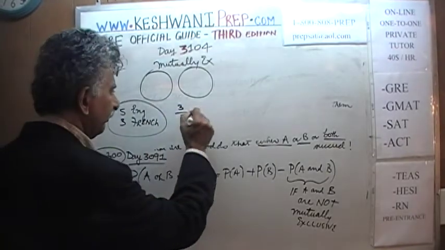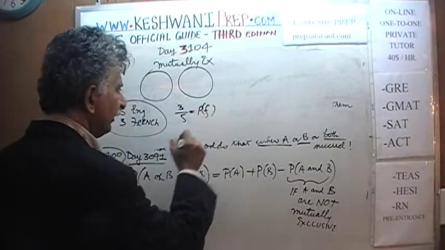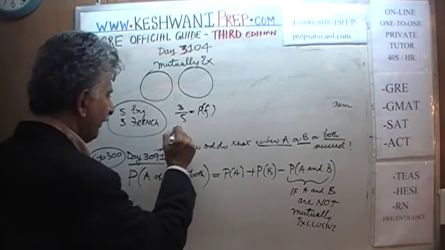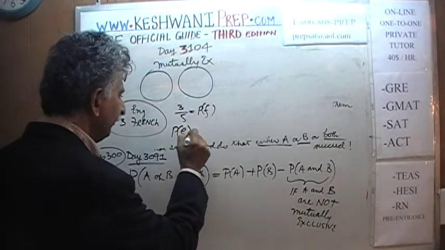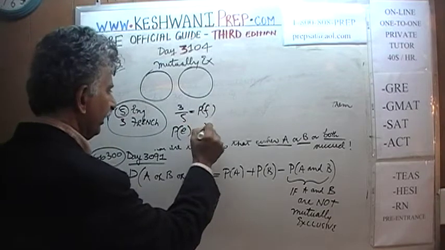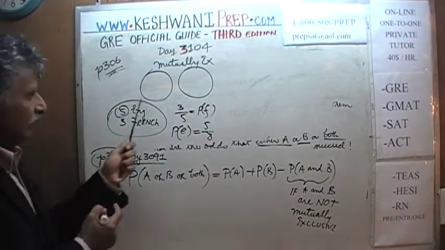The odds of picking somebody who's studying French. What are the odds that if I pick somebody, he's speaking English? Well, there are 5 of them, so it's 5 out of 8. Simple enough. They are mutually exclusive.